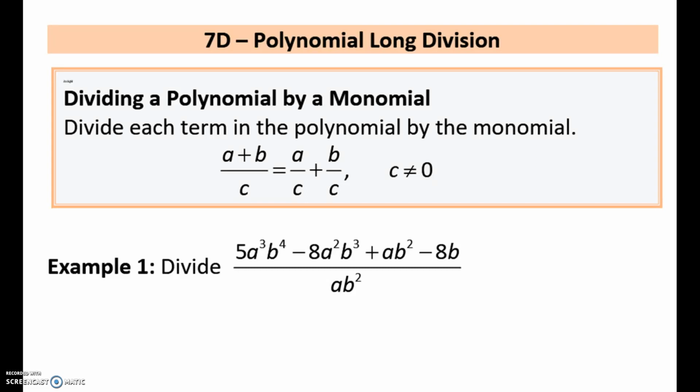Remember, a polynomial is a phrase that has multiple terms, whereas a monomial is a single term. So when we divide a polynomial by a monomial, we divide each term of the polynomial by the monomial. So here we would divide a by c, and we would divide b by c, so that my answer would be a over c plus b over c. And remember, c cannot be 0 because we cannot divide anything by 0.